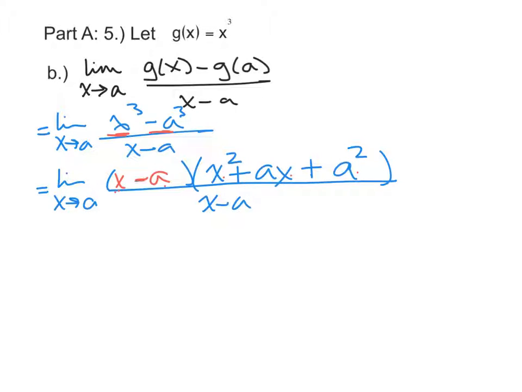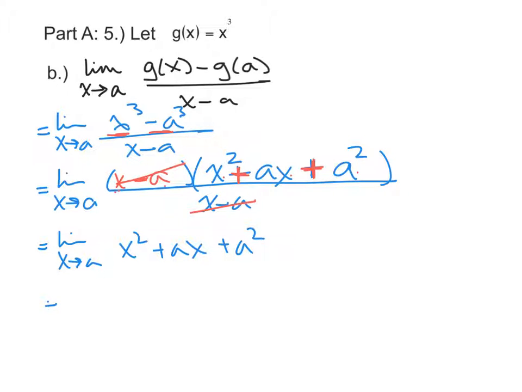Remember that if this first one in the smaller factor is a minus, this sign is going to be a plus. Those two signs will be opposite of each other. This one on the end will always be a plus. Anyway, now that we have it factored, we see we can cancel these common factors of x minus a, and this will simplify to the limit as x approaches a of x squared plus ax plus a squared.